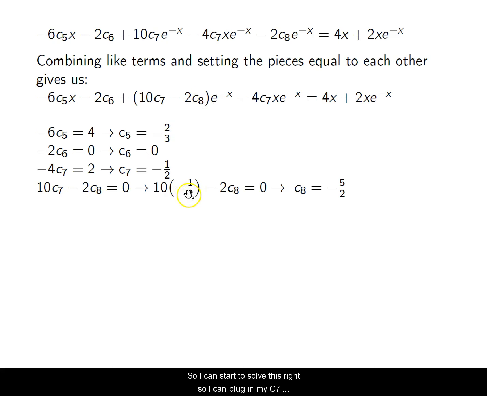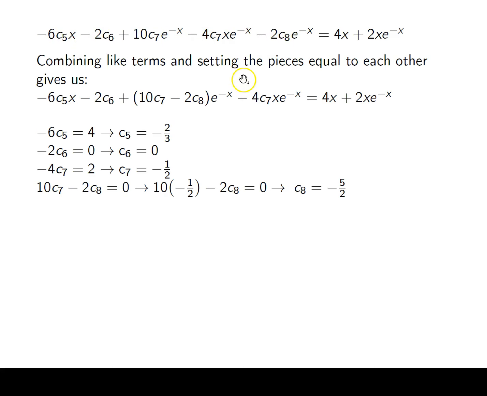So I can start to solve this, right? So I can plug in my c7 that I know is -1/2. So that gives me 10 times -1/2, or -5. So I get -5 minus 2c8 is 0. So I will add 5 and then divide by -2. So c8 is -5/2.